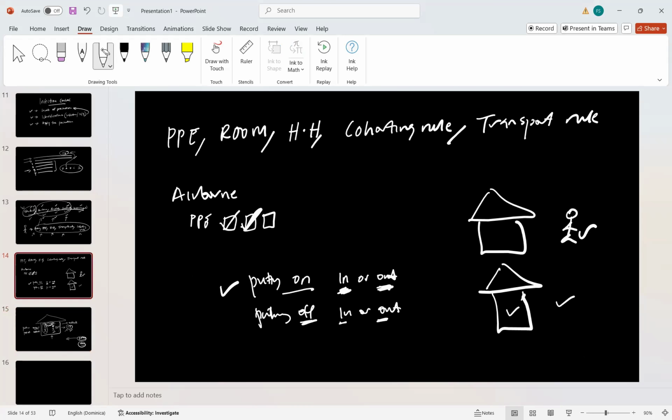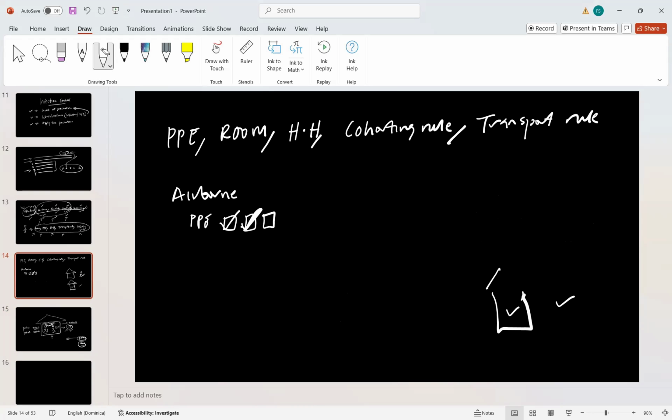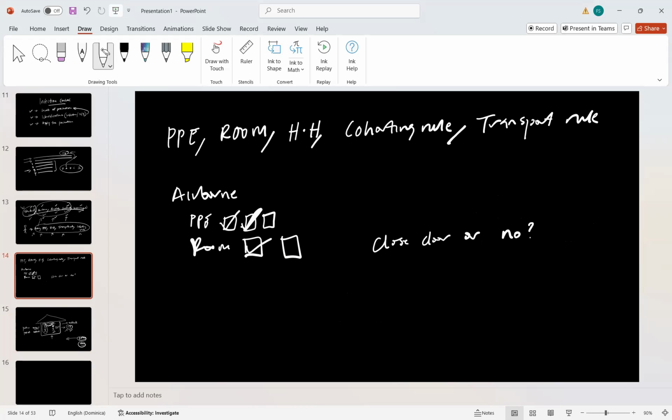Right. Now, that is that for the PPE. Now let's go to the room. What room do we use for airborne? Negative pressure, private room. All right, negative pressure, private room. Now that's that for the room. Another last question related to room is: do we close the door or no? The door should be closed. Yes, should we close it at all times? All right, so that is correct.